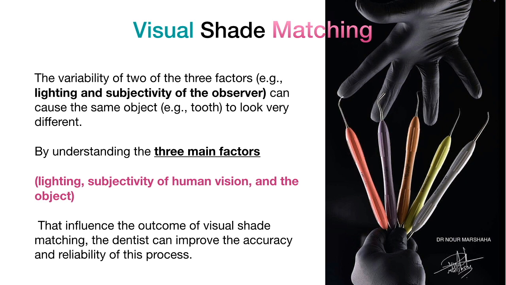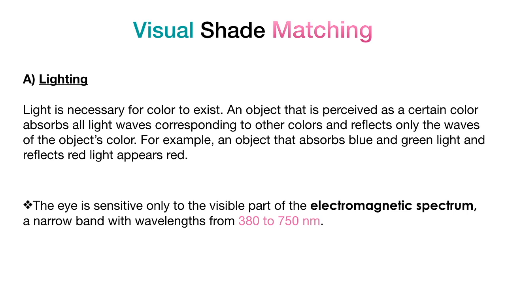Visual shade matching has three main factors: lighting, subjectivity of human vision, and the object. So, by influencing the outcome of visual shade matching, the dentist can improve the accuracy of this process. We talked about how light is very important. An object that is perceived as a certain color absorbs all light waves corresponding to other colors and reflects only the waves of the object's color. For example, an object that absorbs blue and green light and reflects red light appears red, right? So the eye is sensitive only to the visible part of the electromagnetic spectrum, between 380 and 750 nanometers.